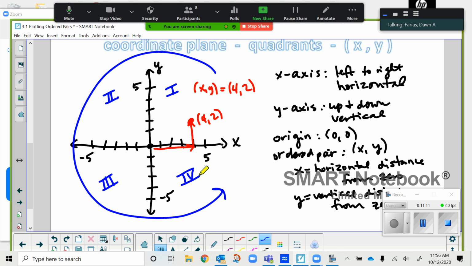So that point 4, 2, which quadrant is that one in? 1, 2, 3, or 4? 1, right? Thank you.